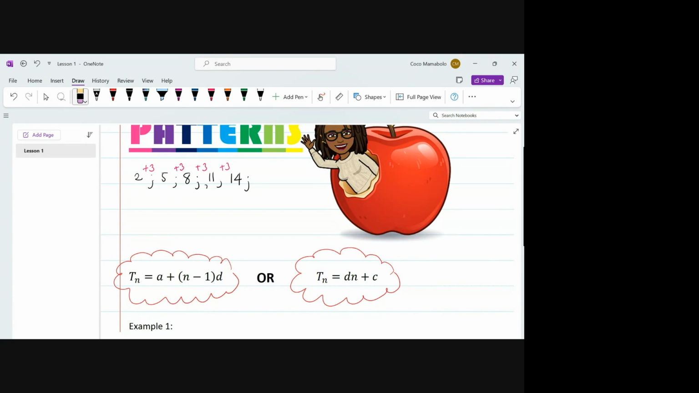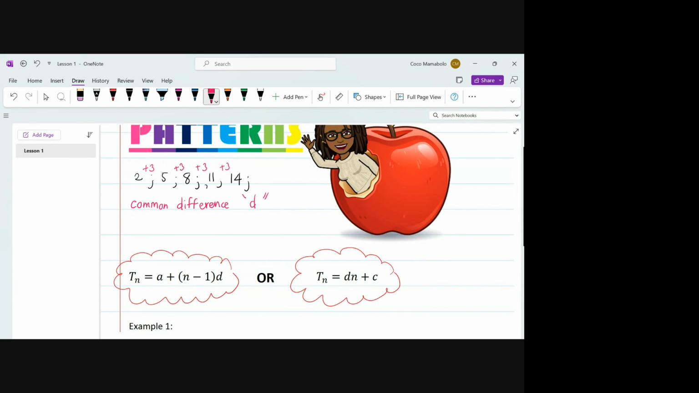Okay. So I want us to note that in this particular sequence, we can tell that to get from one number to the next, we keep adding 3. So 3 is kind of the common thing that we have here. And what we call this number that we keep adding over and over again is a common difference. It's called a common difference, and we denote it with a D.